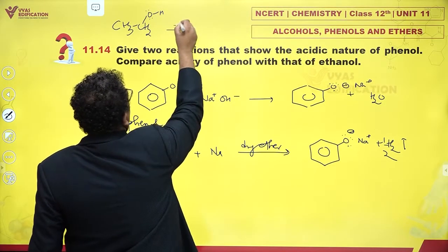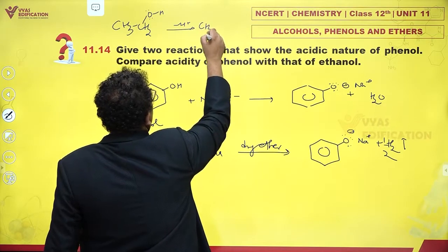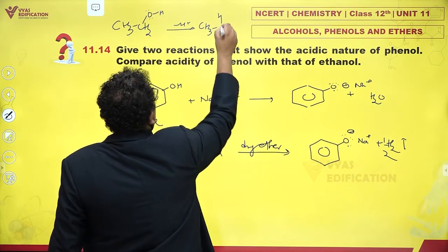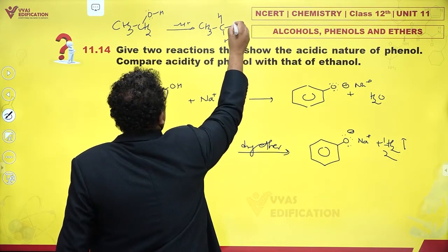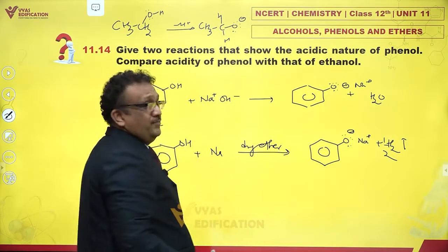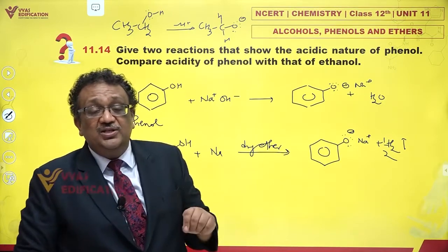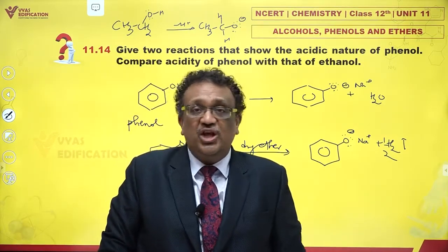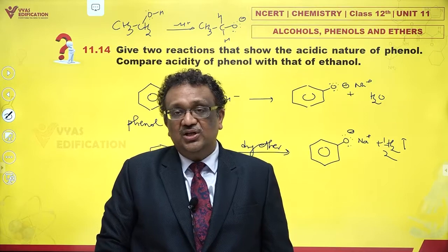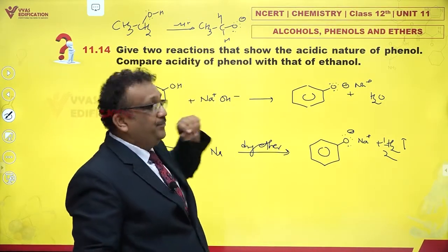And if I remove one H+, I get CH3CH2O−. Entire minus charge remains on the oxygen atom. There is no scope of sharing or delocalization in ethoxide ion.